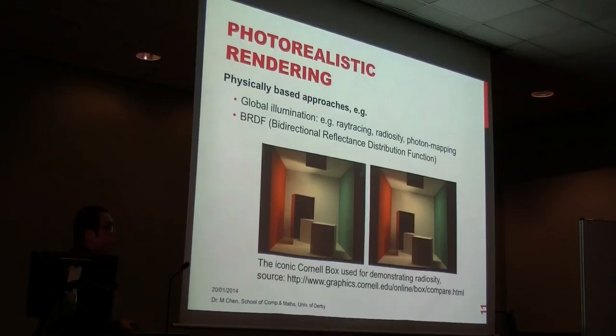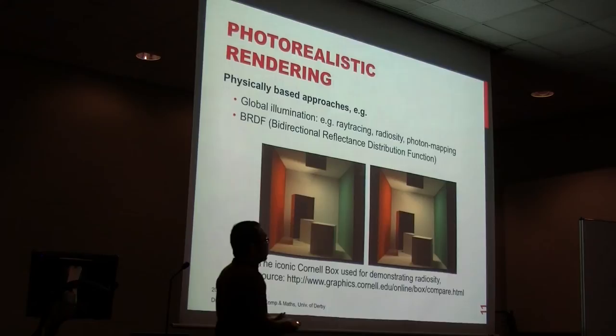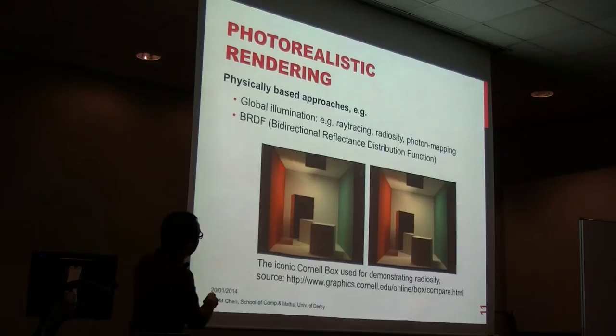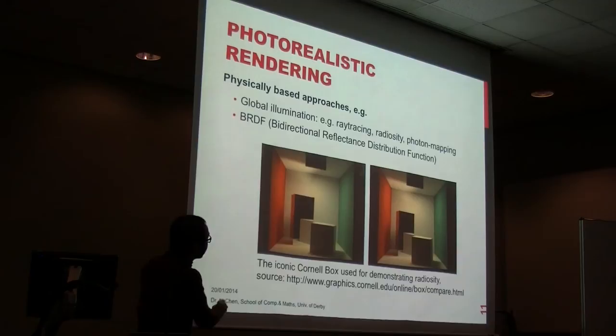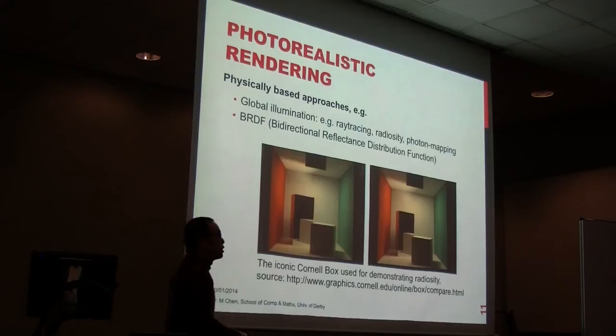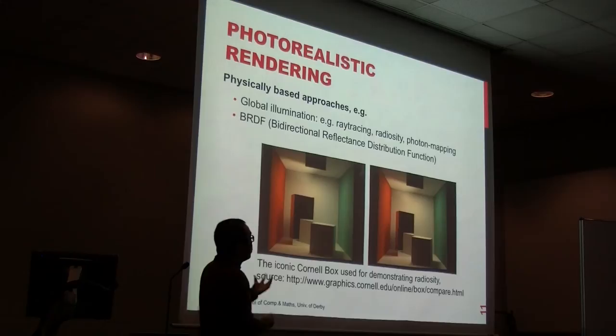So in the 80s, there was an experiment done at Cornell University. This is another very iconic experiment setting. It's called the Cornell box. It's nothing elaborate. It's a boxed room with painted walls. Inside the room, there's a light source on the top. The tall box at the back contains a mirror-like surface, and the shorter box in front has a matte, rough surface. What it demonstrates is several ideas, this global illumination idea generated from ray tracing and radiosity.